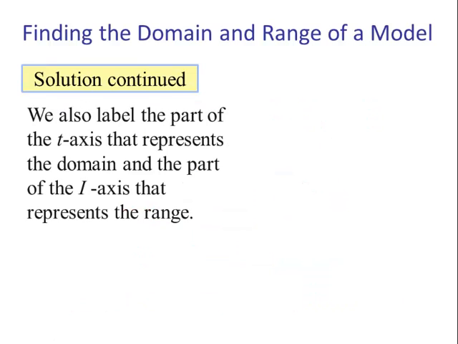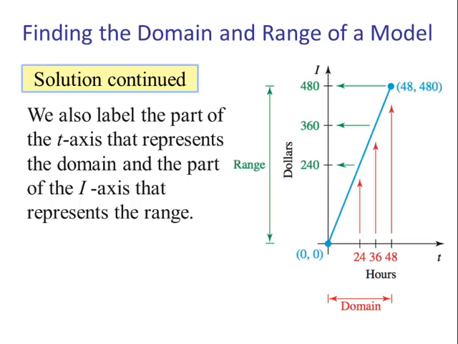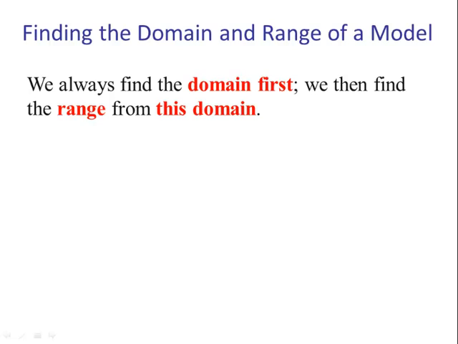We also label part of the t-axis that represents the domain and the part of the I-axis that represents the range. So the domain is the number of hours, 0 to 48, and the range is from $0 to $480. Notice there's an endpoint here for this graph. This is where it stops. We always find the domain first, then we find the range that comes from this domain.